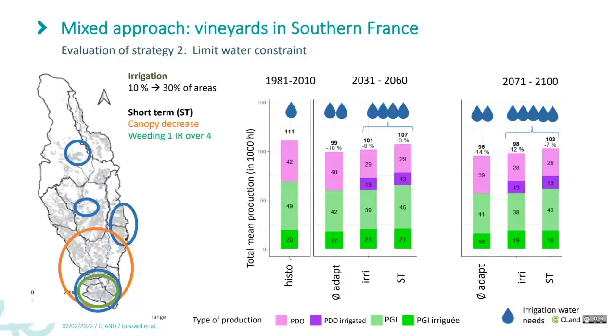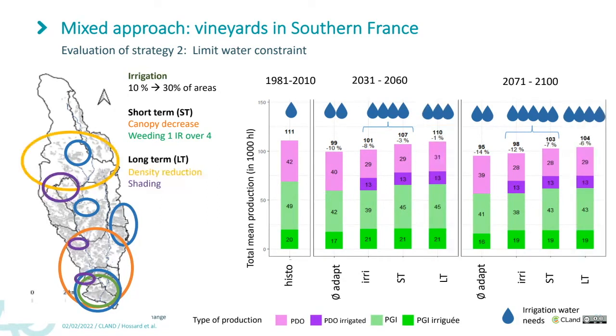So what if we add short-term adaptations like canopy decrease and within-row management? You can see that you do not change the irrigation water needs, but you buffer quite a lot the decrease in total productions. And then if you add long-term adaptations like reducing density or shading, you can see that you buffer the decrease in total productions even more while somehow lowering the irrigation.